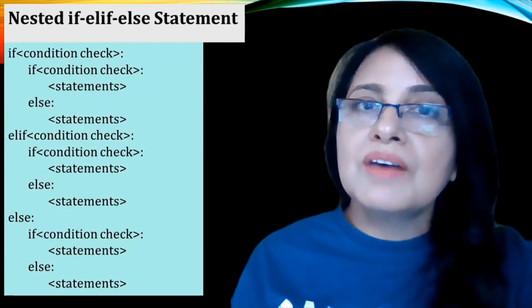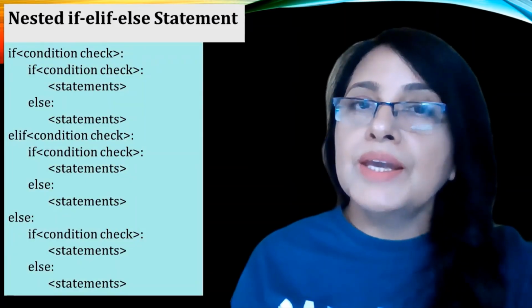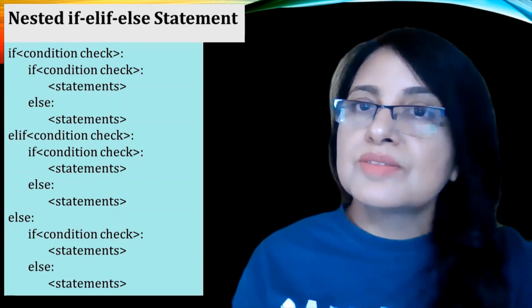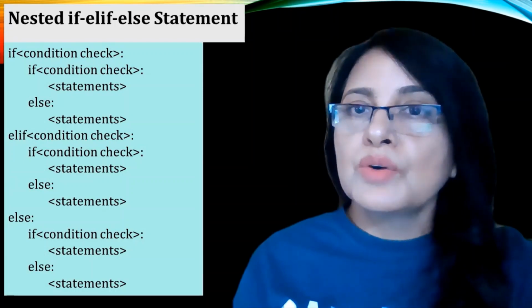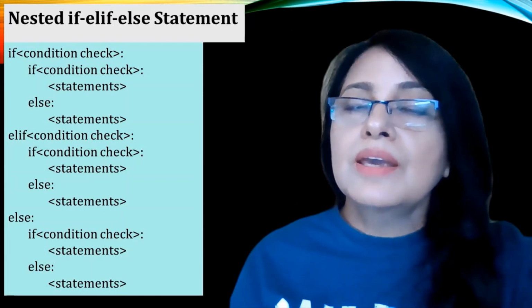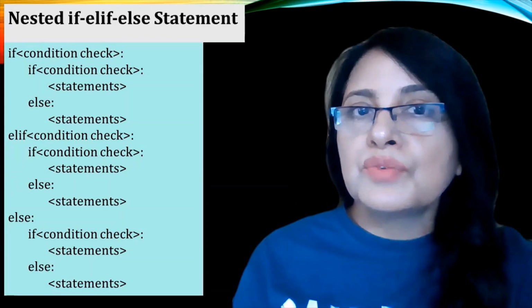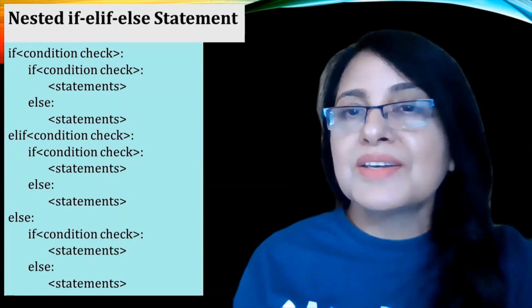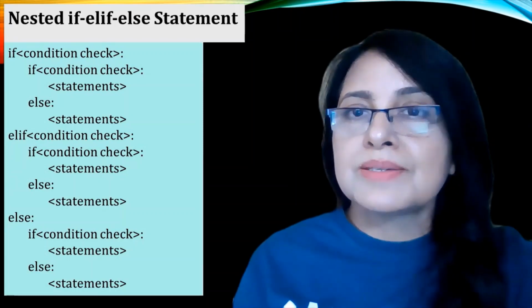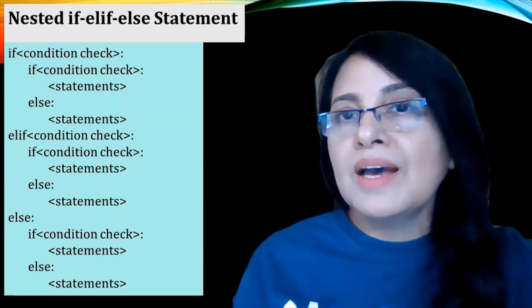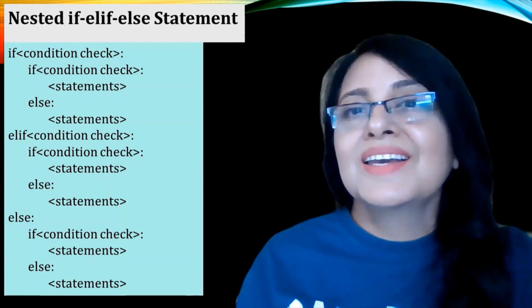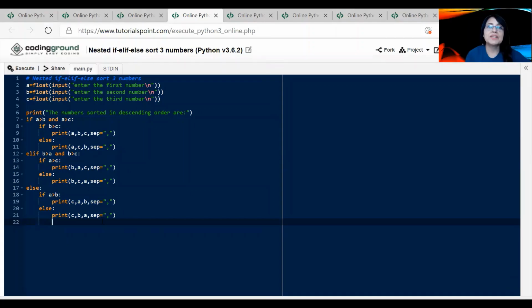We could also have multiple nested if-elif-else statements. For example, if the condition is true, there is a set of if-else to be checked. Elif, there's another set of if-else conditions to be checked. Else, there could be another set of if-else conditions checked. Now, at every stage, we have an if-else statement checked. We look at this in an example. We'll now look at a nested if-elif-else example.